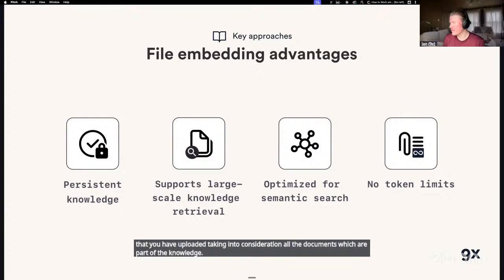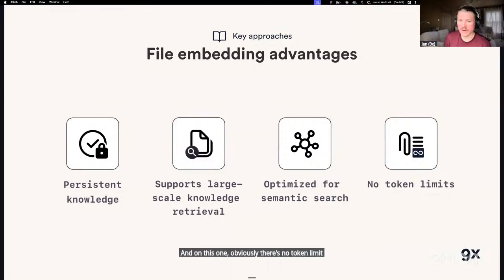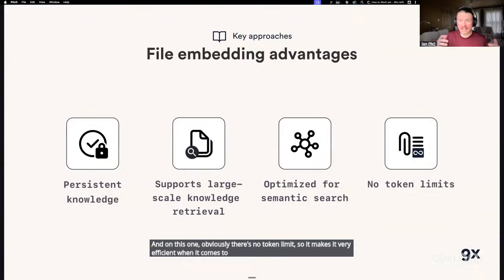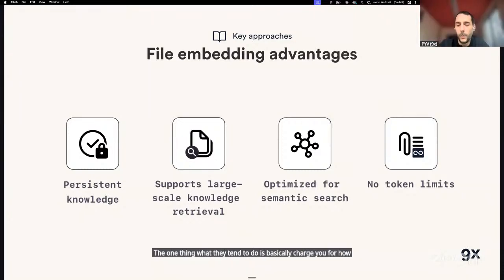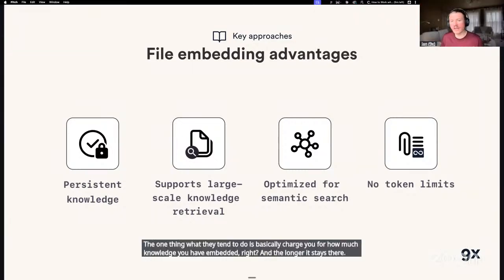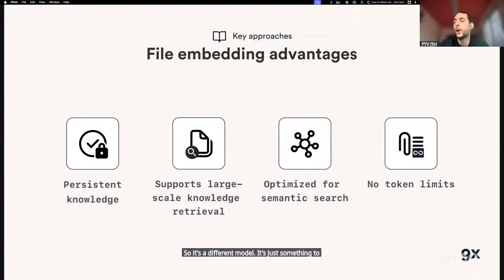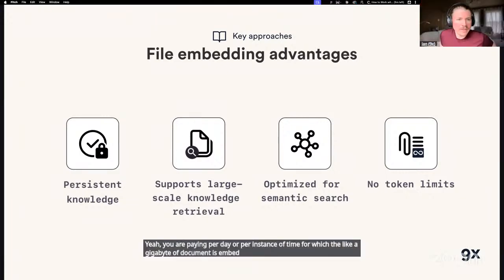And on this one, obviously there's no token limit, so it makes it very efficient. People are familiar now a little bit with the fact that when leveraging large language models via integrations or APIs, you basically have to pay based on the amount of tokens you consume. However, what we've seen from the platforms that offer this knowledge embedding, because they don't count towards token limits, is that they tend to charge you for how much knowledge you have embedded, and the longer it stays there. So it's a different model, just something to take into consideration. Yeah, you are paying per day or per unit of time for which, say, a gigabyte of a document is embedded. So it's a different model.